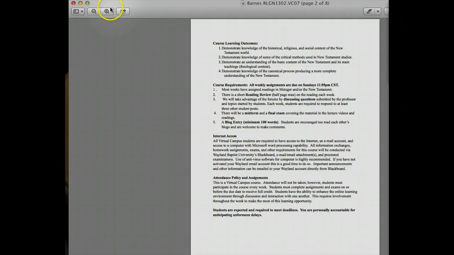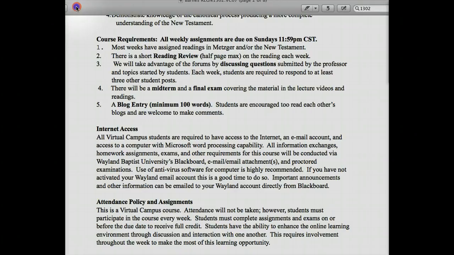Okay, let me make this a little bigger. Get it within the recording area. I have been fighting this thing all night long, so hopefully it's working. This is going to be really important here.